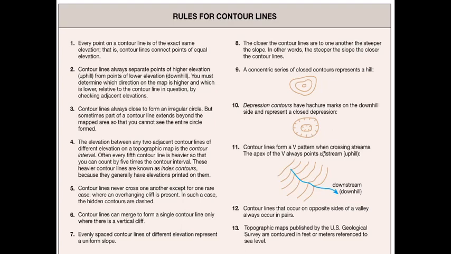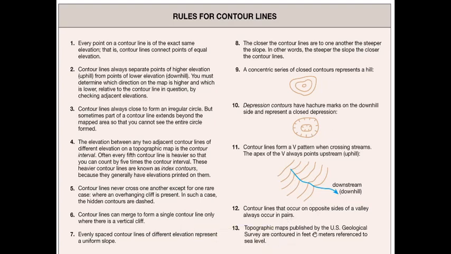Contour lines form a V pattern when crossing streams, and the apex of the V always points upstream. So, whenever you have a shape like this where different contour lines make this sort of a pattern, that means this is going through a valley, and going through a valley is usually a river. So this shows the path of a stream. And contour lines that occur on opposite sides of a valley always occur in pairs, as seen over here.